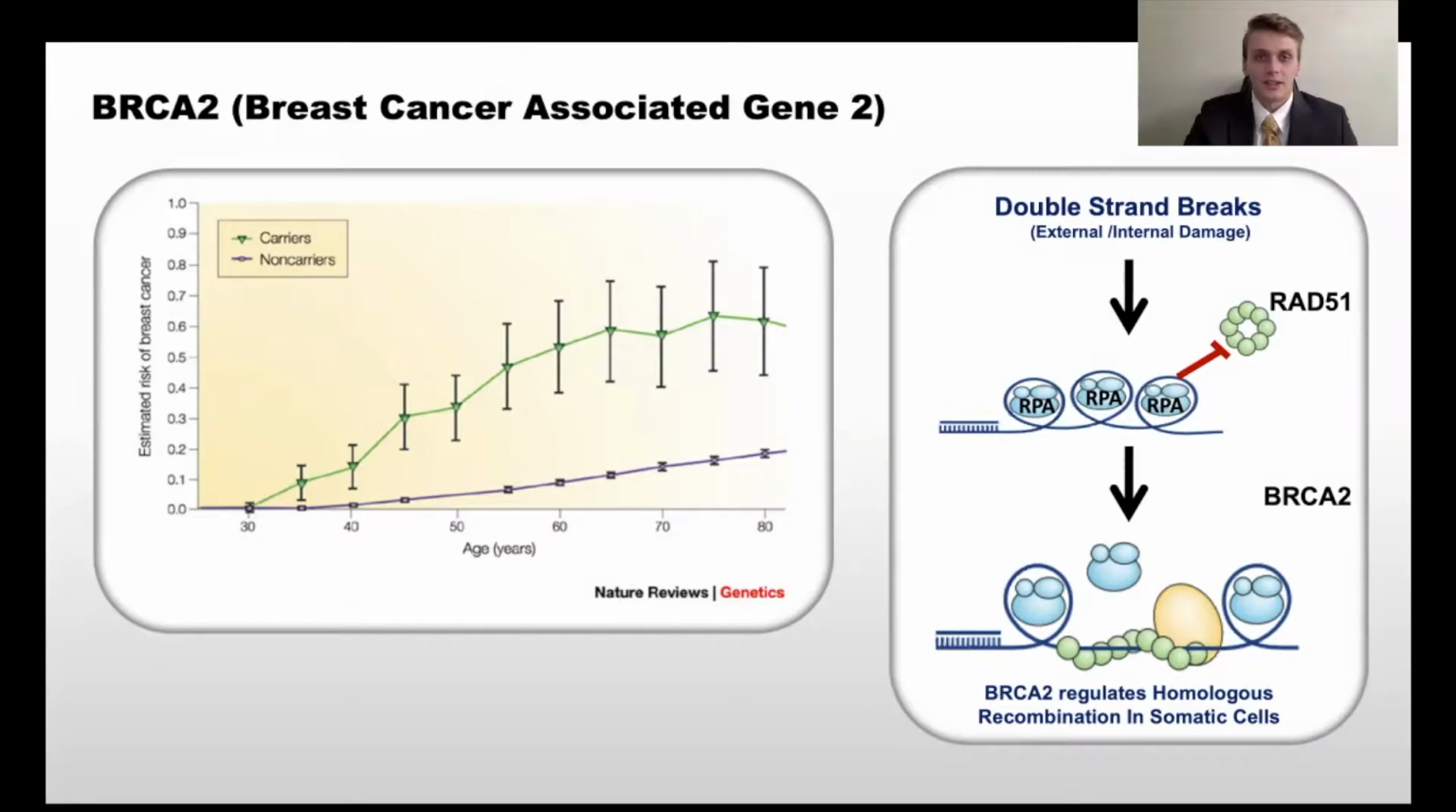Double-strand breaks in cell DNA can be caused by intrinsic or extrinsic factors. To repair this damage, BRCA2 enables the loading of RAD51, as depicted by the diagram, to facilitate homology search, and thus repair the DNA. The role of BRCA2 in regulating homologous recombination has been well studied in somatic cells, but the role of BRCA2 in germ cells is still largely unknown.